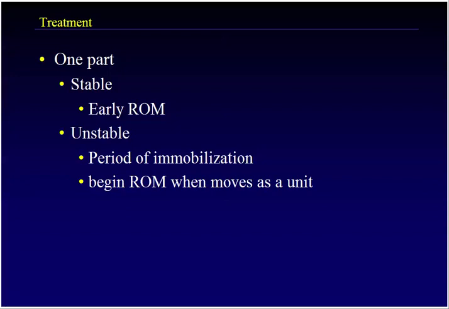If they're unstable, you may consider a brief period of immobilization and begin range of motion when the shoulder moves as a unit. Anatomic neck fractures, not through the surgical neck but through the anatomic neck, are quite rare. If you see them in young patients, they should be treated with open reduction and internal fixation. In elderly patients, you can consider ORIF, or you may also consider hemiarthroplasty. If they're comminuted, then hemiarthroplasty would be the treatment of choice.